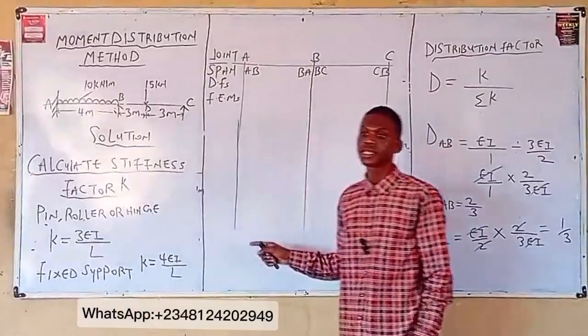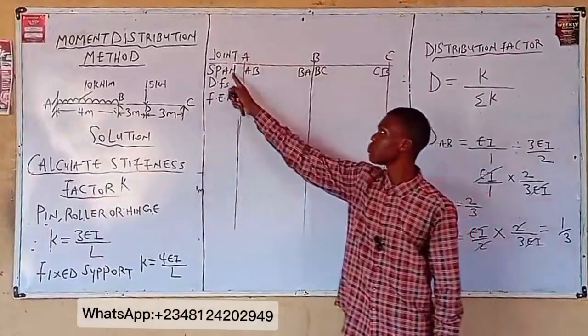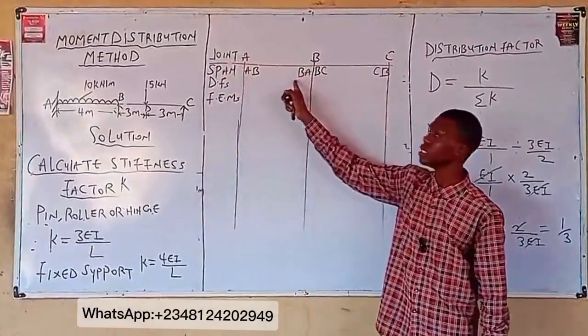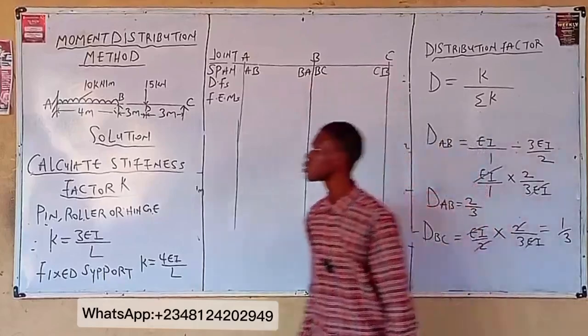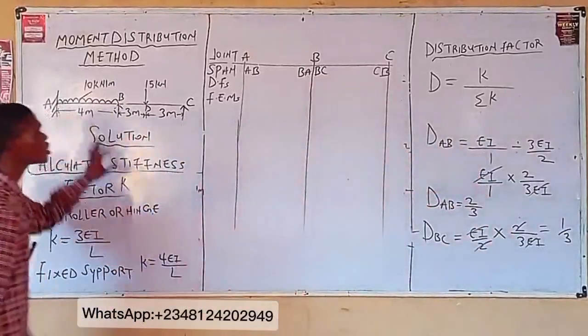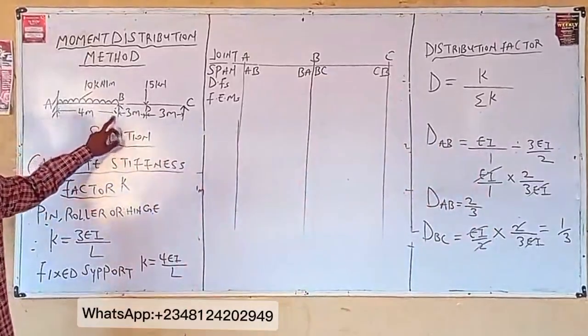This is our table, right? This is joint A, joint B, and joint C. This is span AB, span BA, span BC, and CB. What this means is that, given this question, we have two spans, which are what? Span AB and span BC.